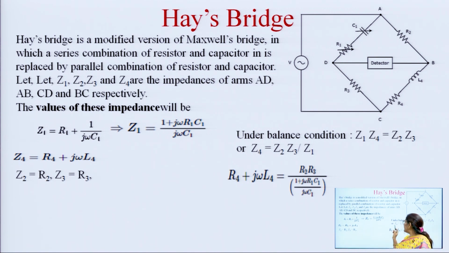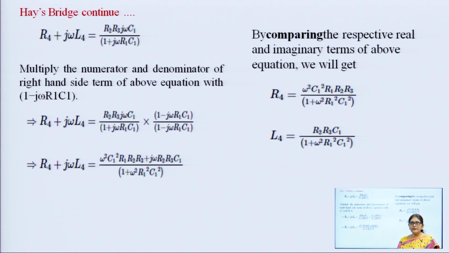By substituting these values, Z4, that is R4 plus j omega L4, is equal to R2 R3 into j omega C1 by (1 plus j omega R1 C1). Now we have to solve this equation. For solving this, we multiply the numerator and denominator by 1 minus j omega R1 C1, because we have to segregate the real and imaginary terms. By multiplying this, the denominator will not have a j term. So, this is the equation. Now we can segregate the real and imaginary terms.